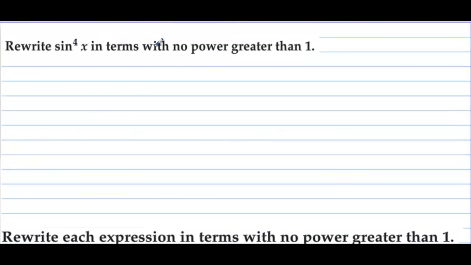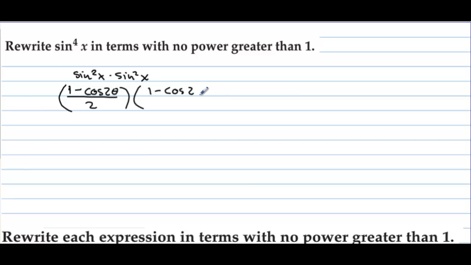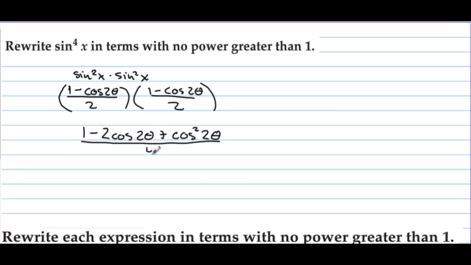Rewrite sine to the 4th x in terms with no power greater than 1. Well, we can write this as sine squared x times sine squared x. And then we can replace sine squared with 1 minus cosine of 2 theta over 2 times 1 minus cosine of 2 theta over 2 also again. Now when we square these, we get 1 minus 2 cosine of 2 theta plus cosine squared of 2 theta, and then that will all be over 4.